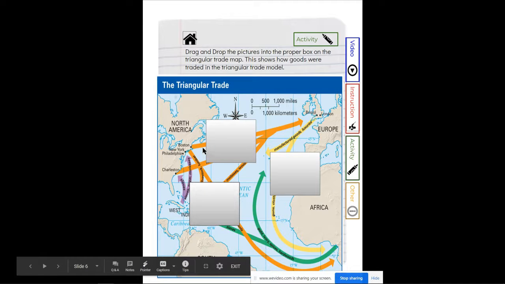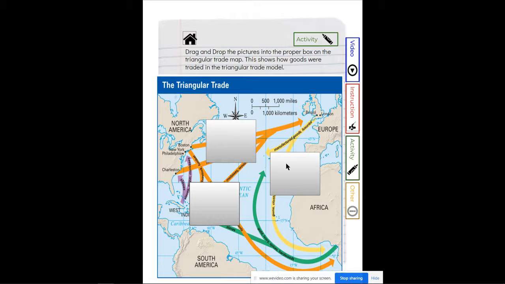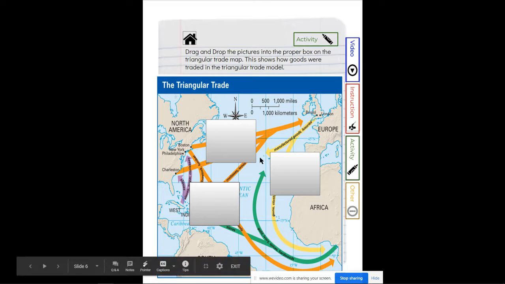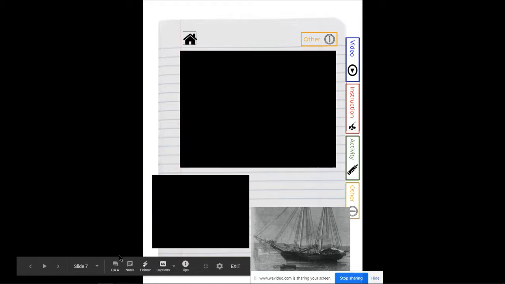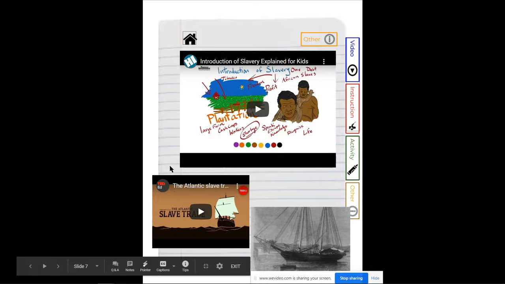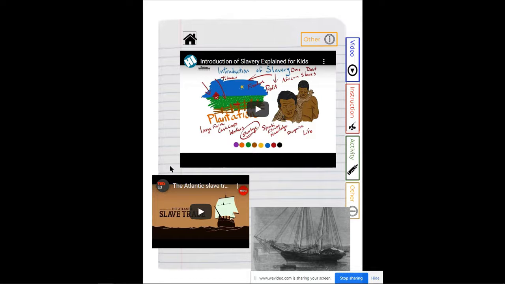Your activity is, you have to label correctly what is being moved from one continent to another during this triangular trade process. And then our last slide here is a couple additional activities that give you more information about the slave trade and the triangular trade. And then this is a great video to watch to lead you into what we'll talk about in the next lesson when it gets to slave auctions.